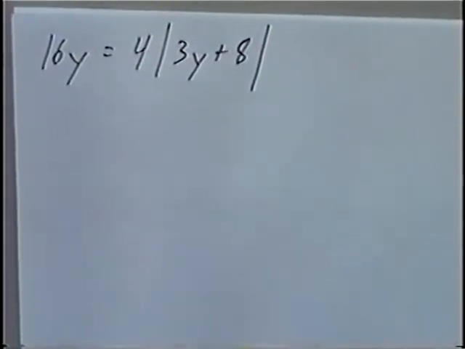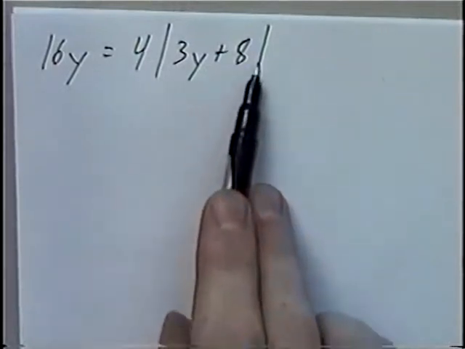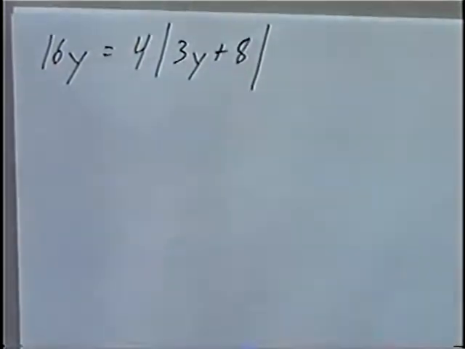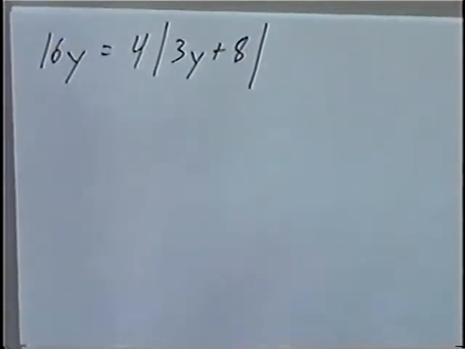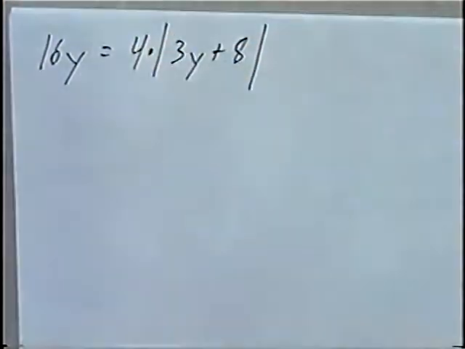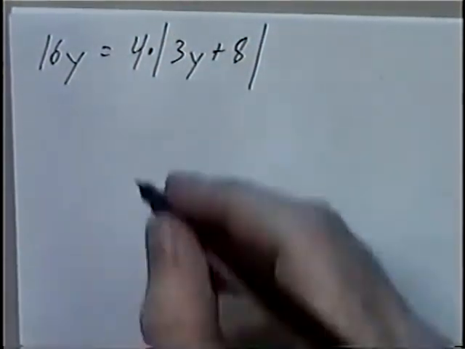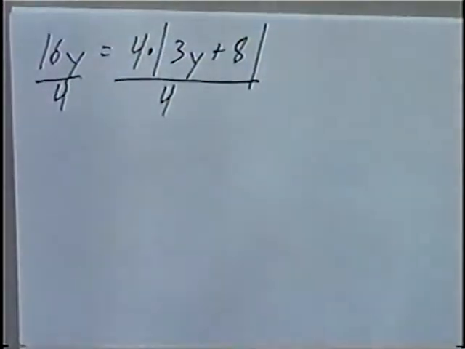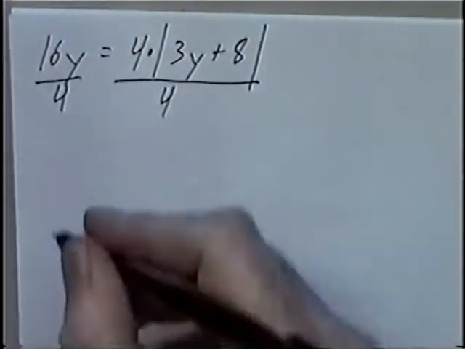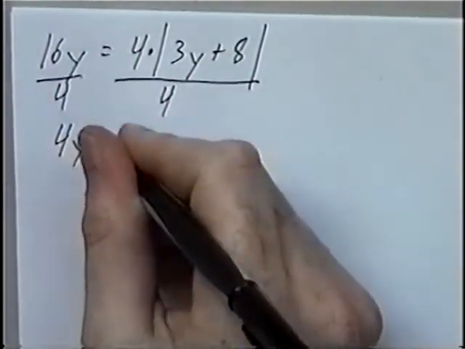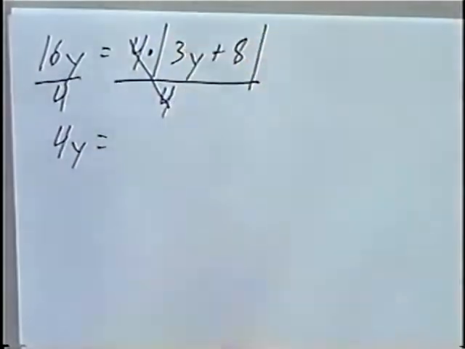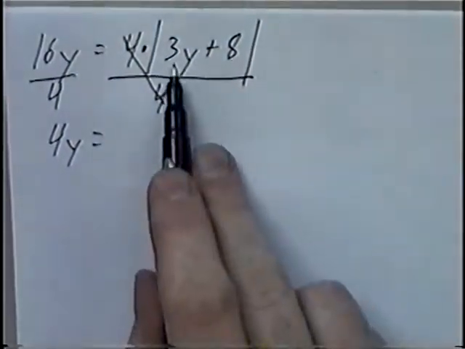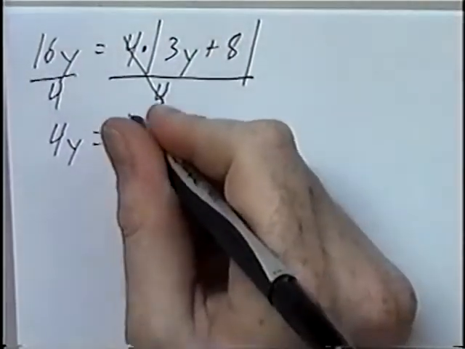Before we solve, the absolute value again has to be isolated by itself. So in this case, the 4 we have to move to the left-hand side. Again, this is 4 times the absolute value. Opposite of multiplying by 4, we can divide both sides by 4. So our equation would be 4y over 4, the 4's would cancel on the right, and we'll have 3y plus 8 inside absolute value.